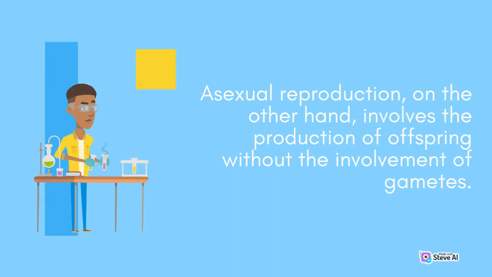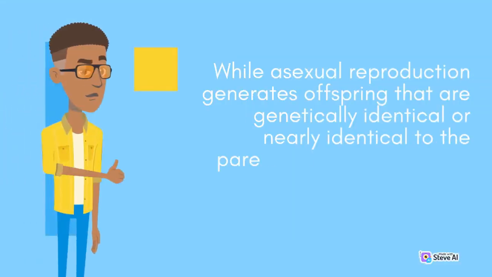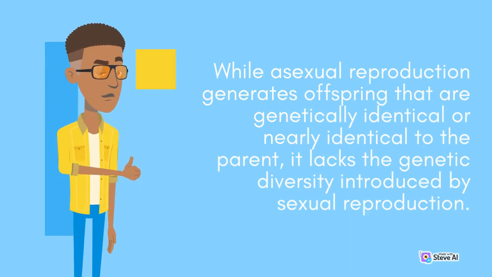Asexual reproduction, on the other hand, involves the production of offspring without the involvement of gametes. While asexual reproduction generates offspring that are genetically identical or nearly identical to the parent, it lacks the genetic diversity introduced by sexual reproduction.